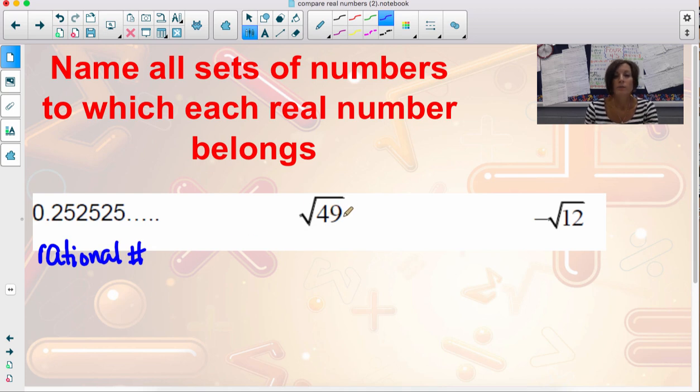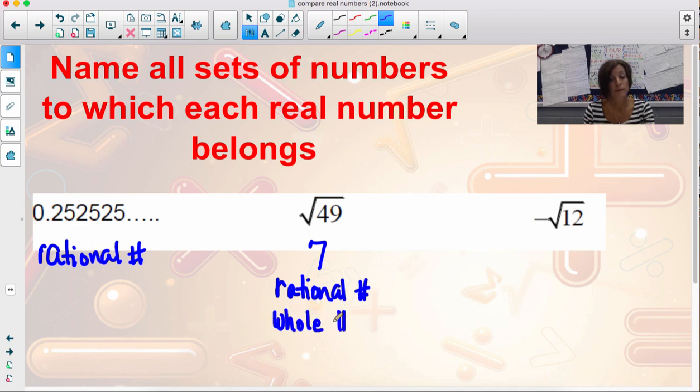Square root of 49 was just in our last lesson. Square root of 49 is 7. So 7 can be what? Well, it's a rational number. It's also a whole number. It's also an integer. And because it's positive, 7, it's also a natural number. So this is going to have 4 different answers or subsets to which the square root of 49 belongs.